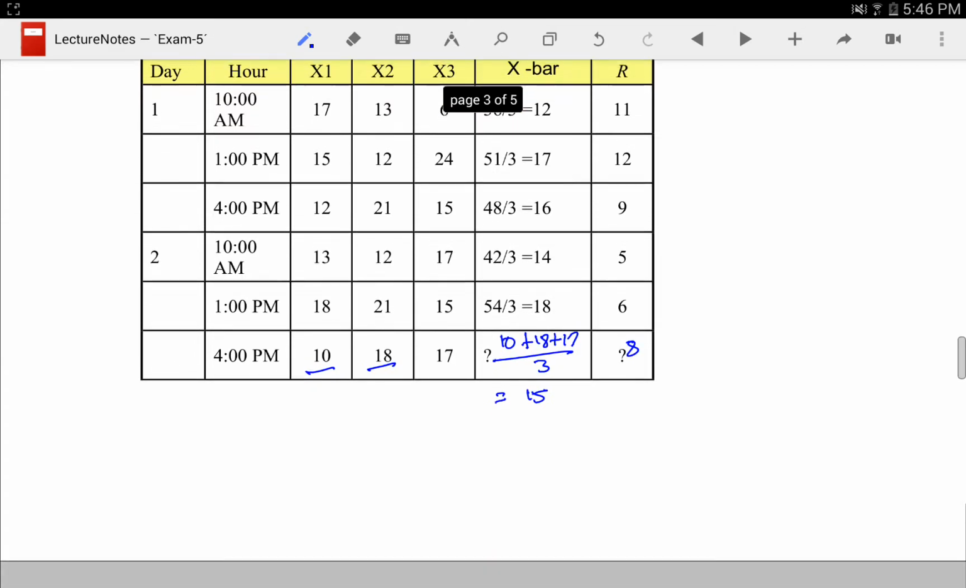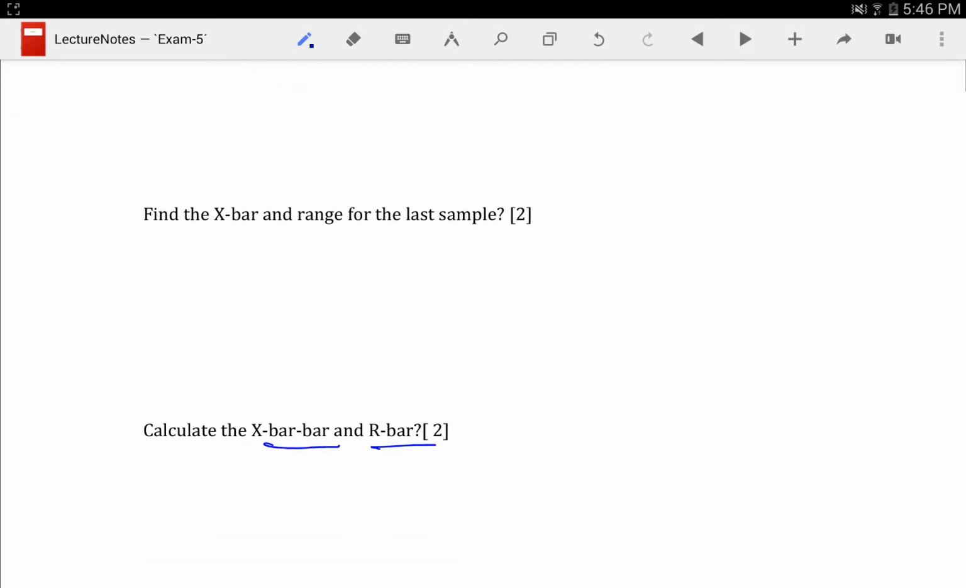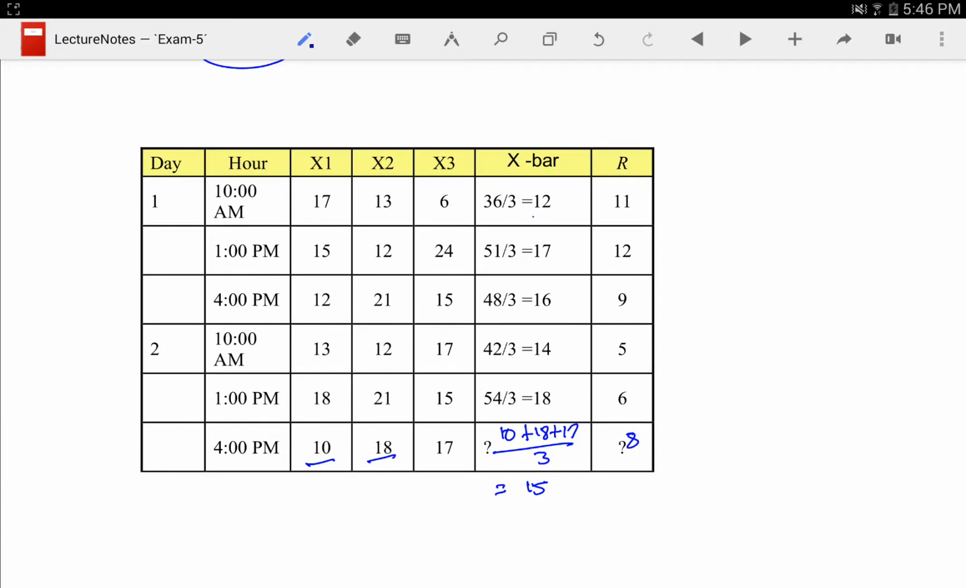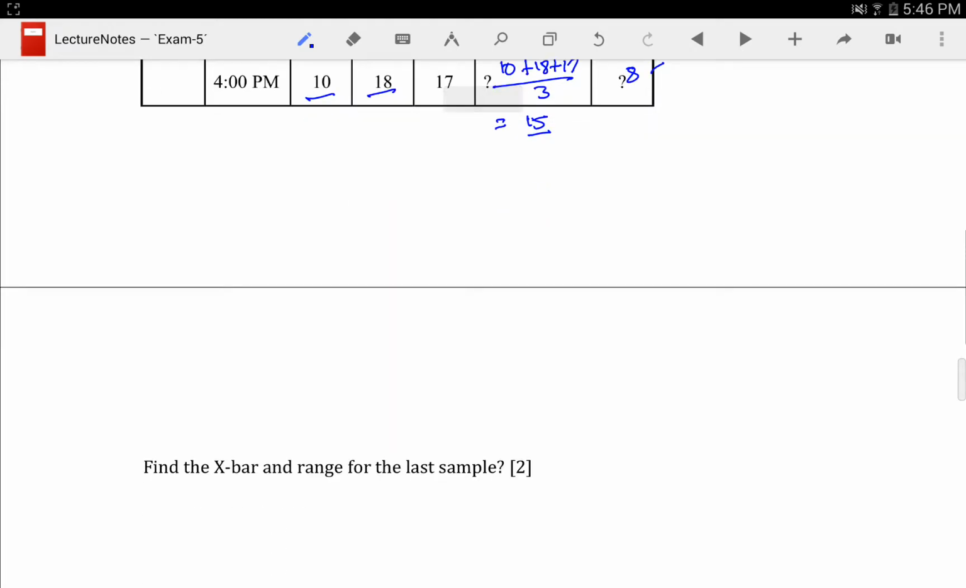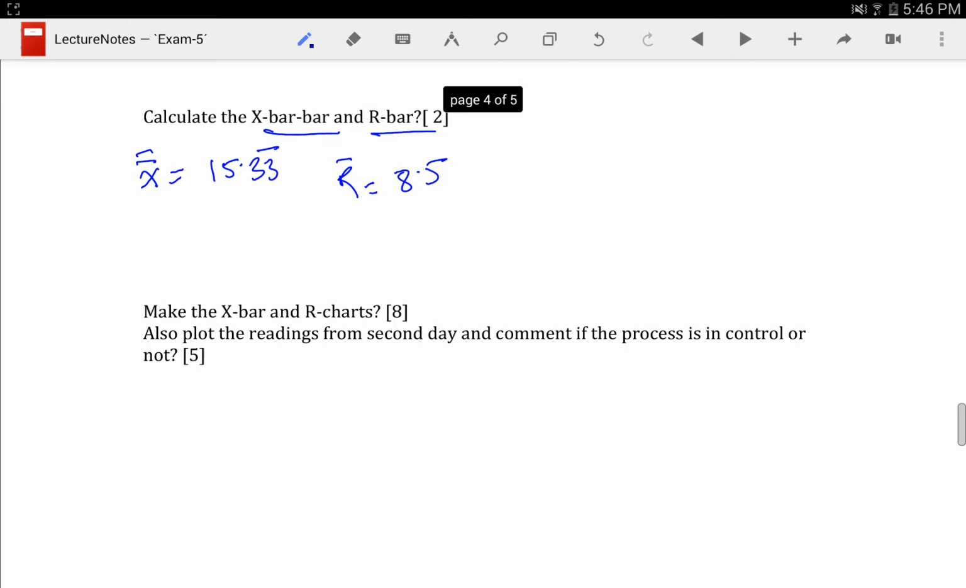The next question asks what is the x bar bar and R bar. X bar bar is the mean of all x bars: 12, 17, 16, 14, 18 and 15, and R bar is the mean of all the R values: 11, 12, 9, 5, 6 and 8. I'll leave the calculation for you. It comes out to be 15.33 for the x bar bar and 8.5 for the R bar.